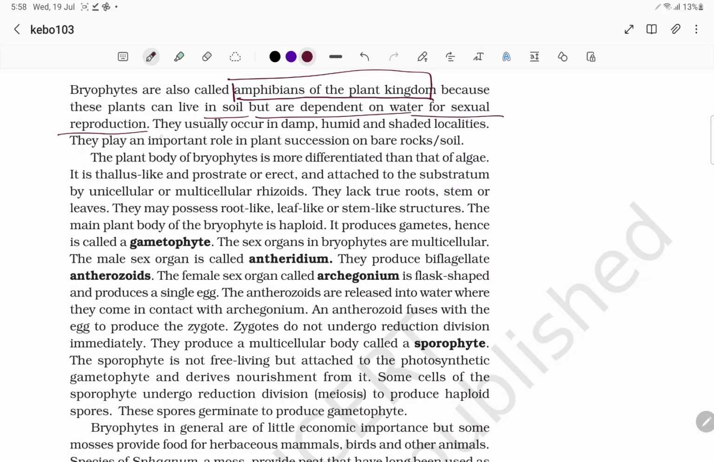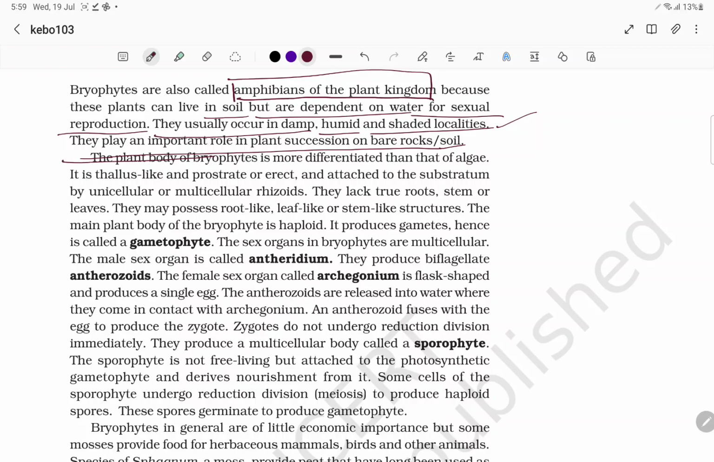Right? They usually occur in damp, humid and shaded localities. So they stay near the water. They need moisture. They live in shaded localities. They need water for sexual reproduction, for the transfer of gametes. They play an important role in plant succession on bare rocks and soil.